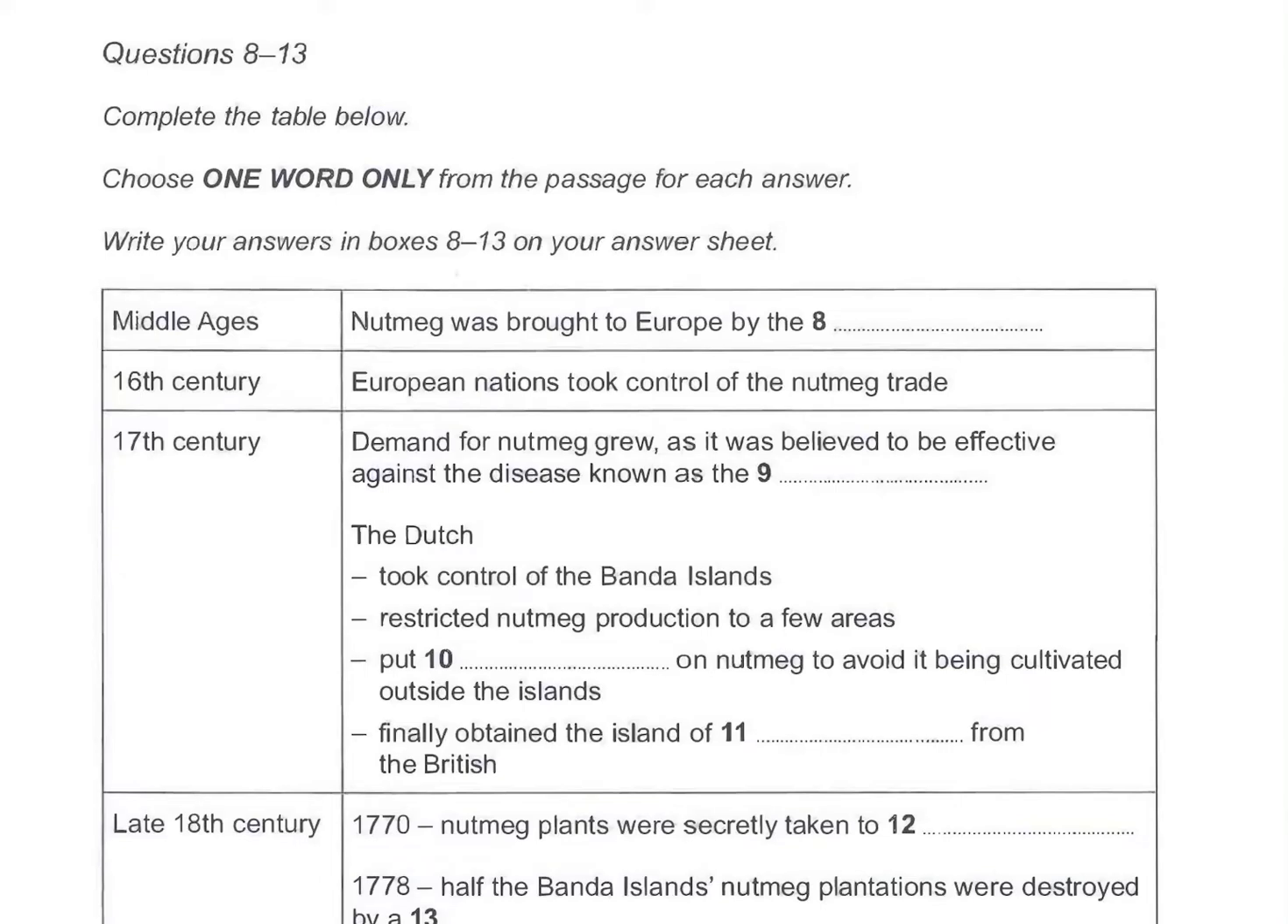Hey guys, I'm back. Today I will solve table completion from Cambridge 15 Academic Reading Test 1, and the questions are 8 to 13.